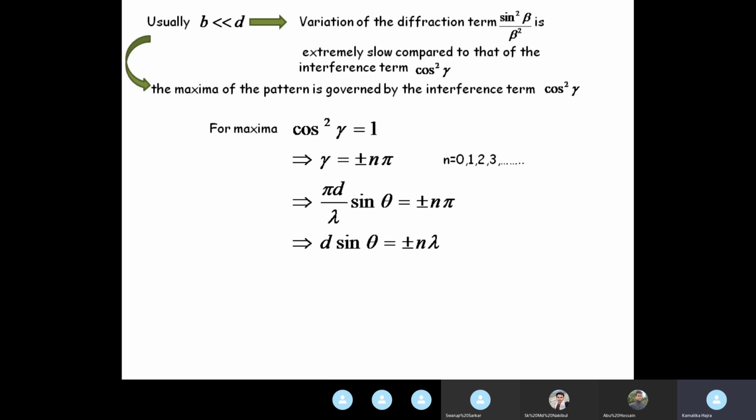So for maxima, we know that cos square gamma needs to be equal to 1. That is the maximum value that cos square gamma can have, which means gamma equal to plus or minus n pi, n equal to 0, 1, 2, 3, etc., integers. And putting the value of gamma, pi d by lambda sine theta equal to plus or minus n pi, so that d sine theta equal to plus or minus n lambda. This is the exact condition for double slit interference maxima. So the condition of maxima for double slit interference is also the condition of maxima for double slit diffraction. So this is the condition for maxima.